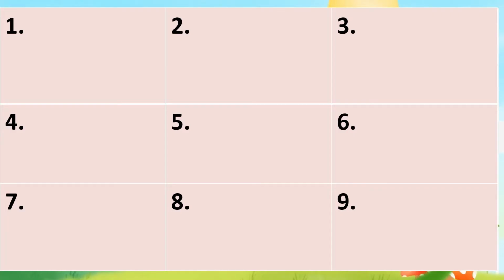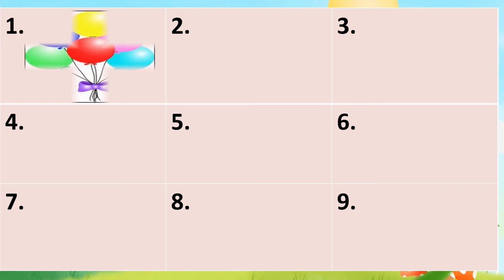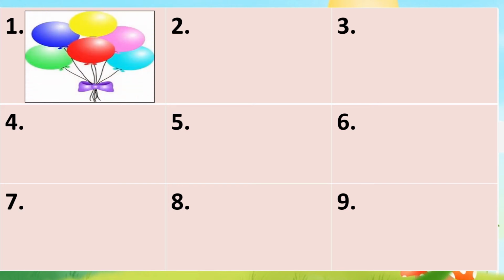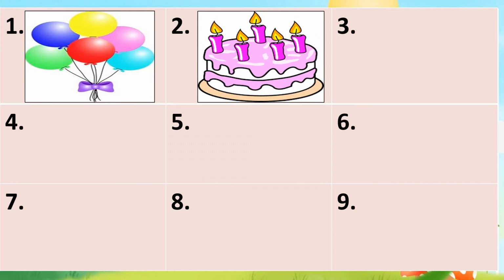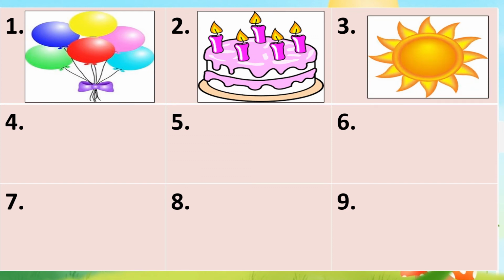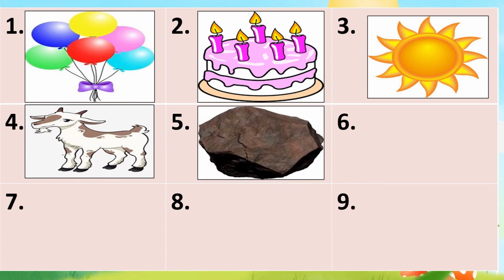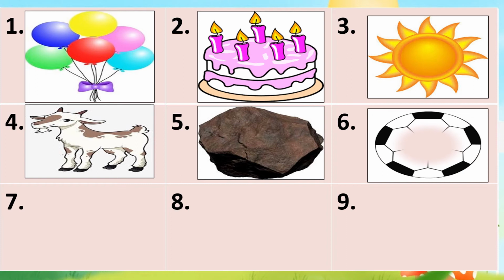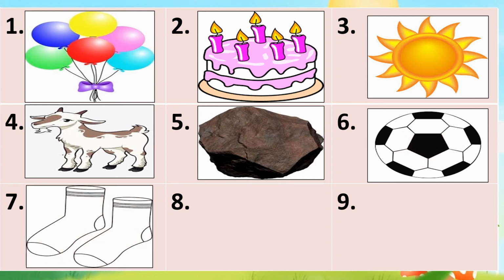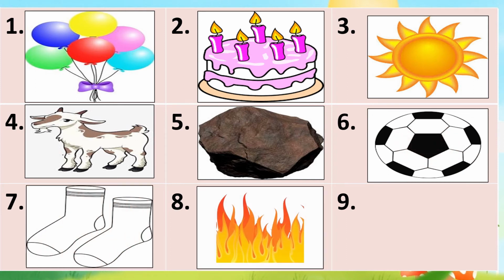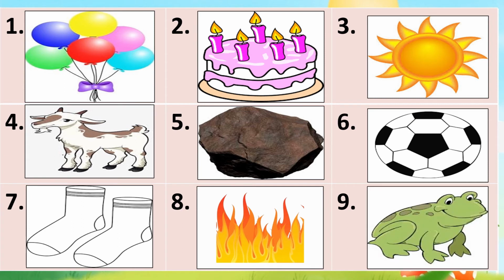The pictures flashed on screen are balloons, cake, sun, goat, rock, ball, socks, fire, and frog. In your activity notebook, write check if it is living things and X if non-living.